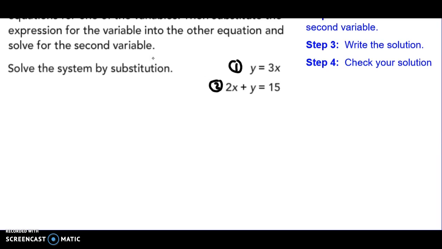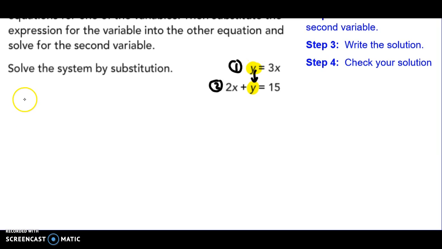Well, with the substitution method, we're going to look at each equation and notice how each equation has a y in it. For equation 1, y equals 3x, so we already know that y is going to equal 3x. And in equation 2, we have 2x plus y equals 15. Because I've already solved for one variable, y equals 3x, I can take that information from 1 and plug it in for the y in equation 2. So ultimately, that would look like this.